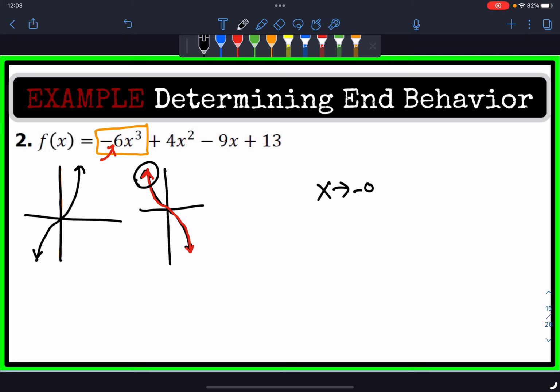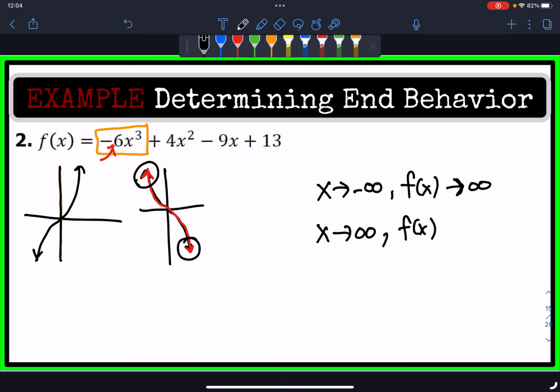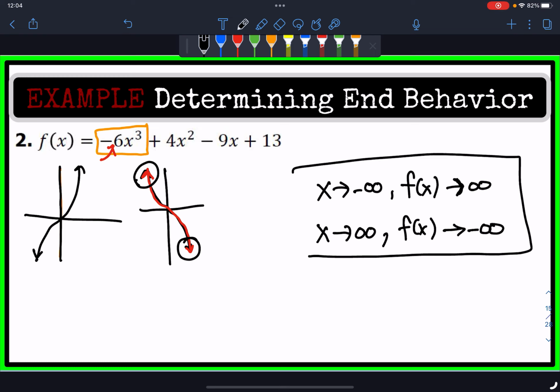To describe the left end using arrow notation, we say that as x approaches negative infinity, the function values increase without bound. So we say the function approaches positive infinity. And to describe the right end, as x increases without bound, so as x approaches positive infinity, the function decreases without bound. So using arrow notation, we say that f of x approaches negative infinity. So this is the end behavior of this function here.